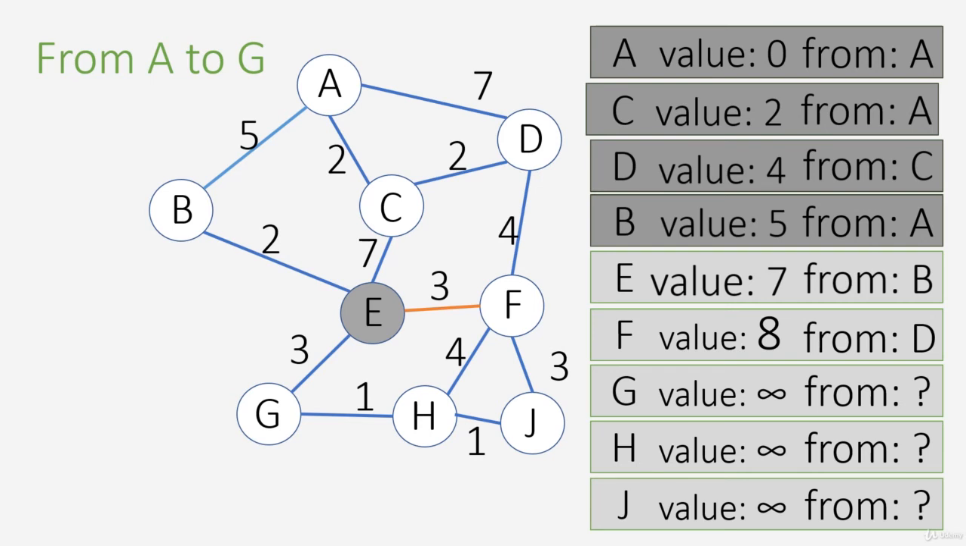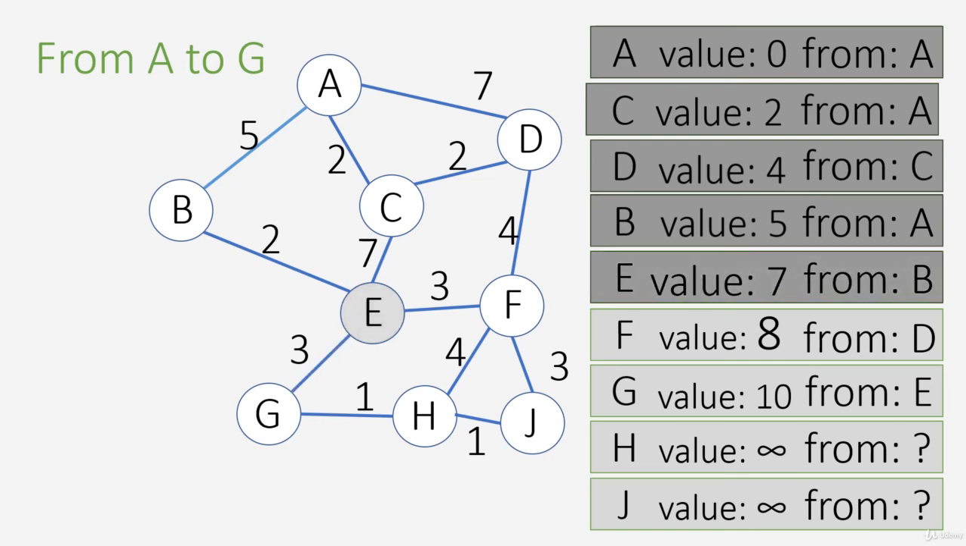I can get from E to F, and it takes me 3. So I check whether the added-up value, so the value of E plus 3, is smaller than the current value, and it is not. So I leave it and move on to the next edge. And this edge takes me from E to G, and it takes me also 3. So the path to G takes me 7 plus 3, and that is 10. So I change the value of G to 10. And I also set the node from which I got here to E.